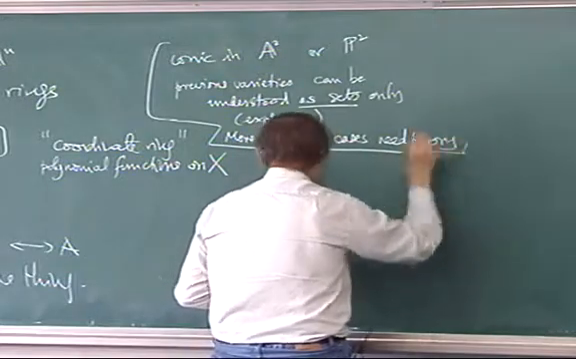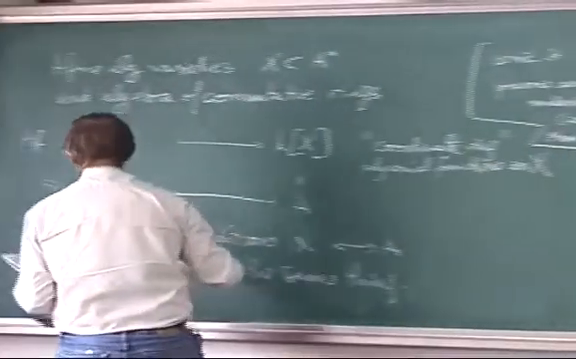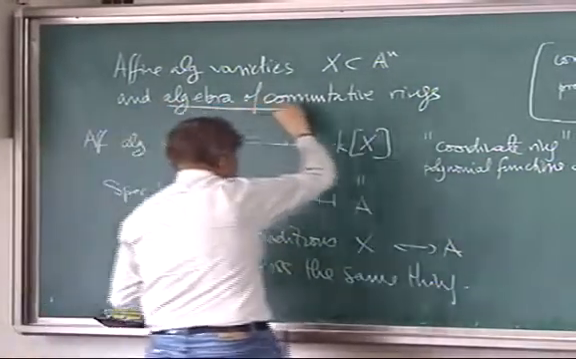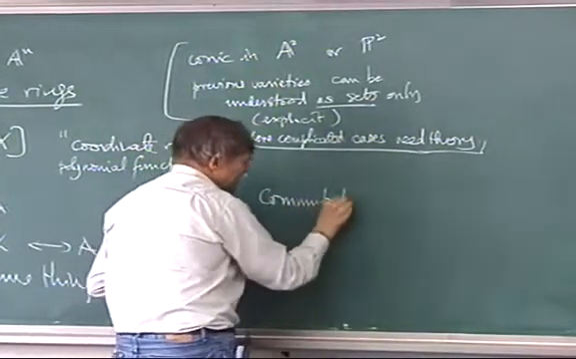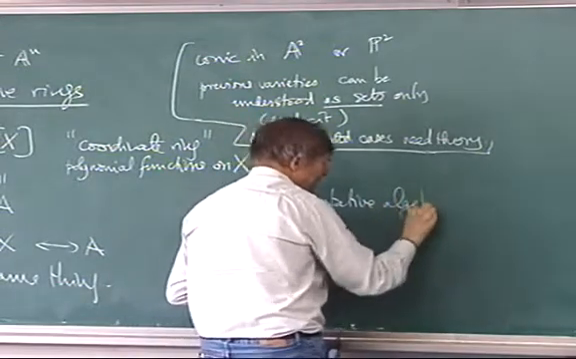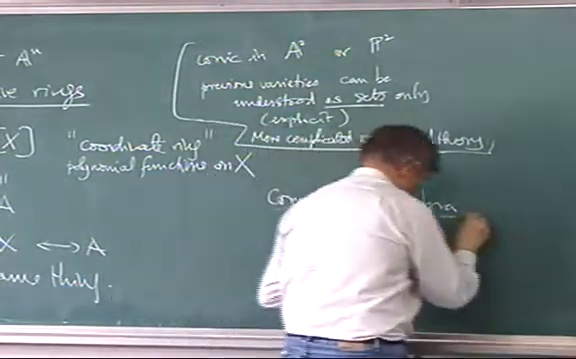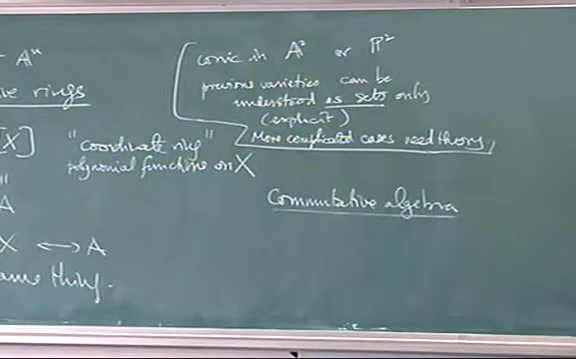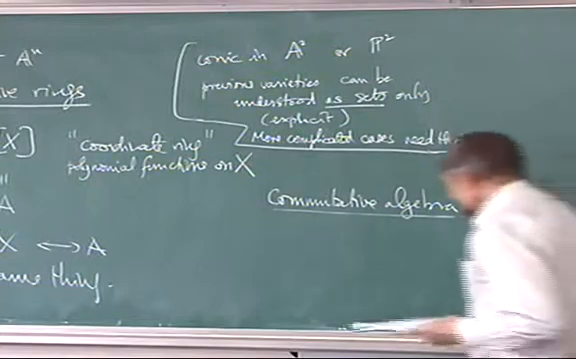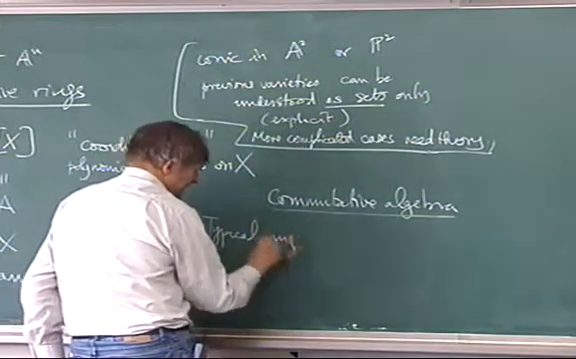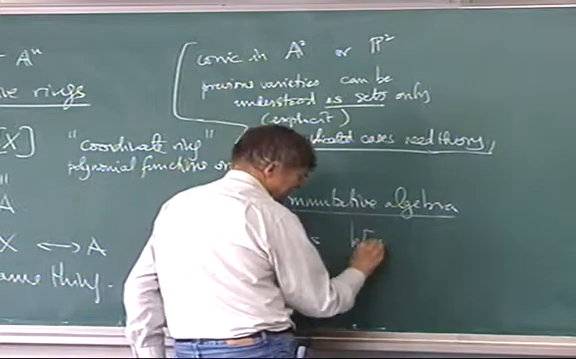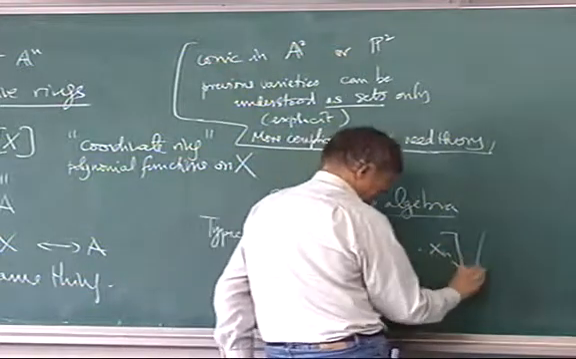So I'm going to start developing this theory, and the theory is this thing called the algebra of commutative rings. So commutative algebra. So today's lectures and Thursday's lectures are basically concerned with algebra. And the typical ring is K[x1, ..., xn] divided by an ideal.